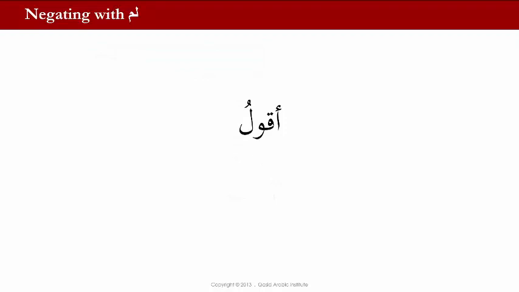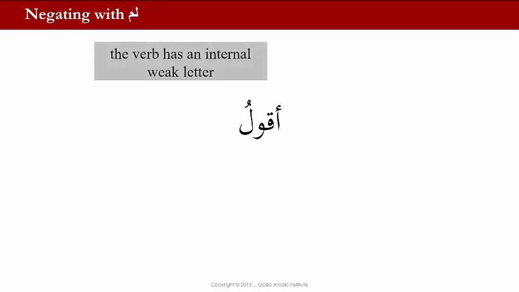Now we also can see when we have a weak letter internal to the verb. Aqulu, I say. The verb has an internal weak letter, waw. And so when we negate this, we say lam aqul. The waw drops. Or we could say it shortens so that we get lam aqul, I didn't say.